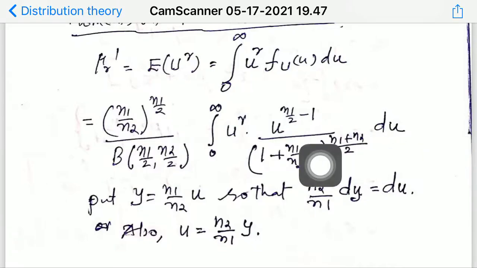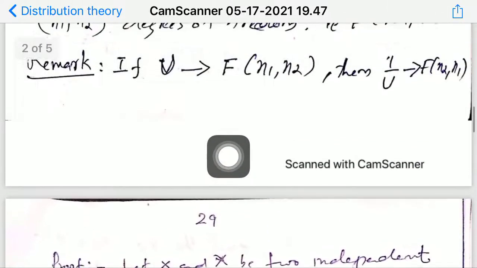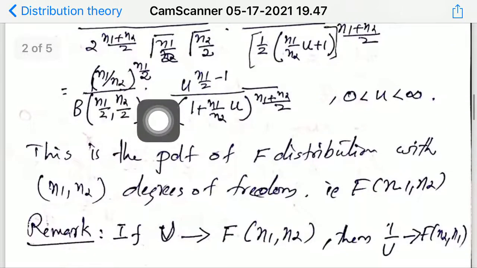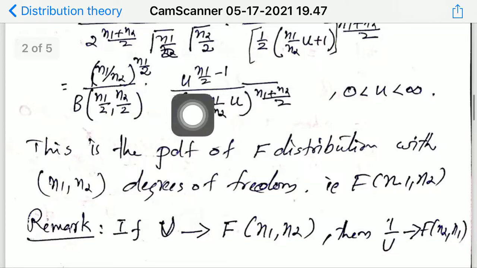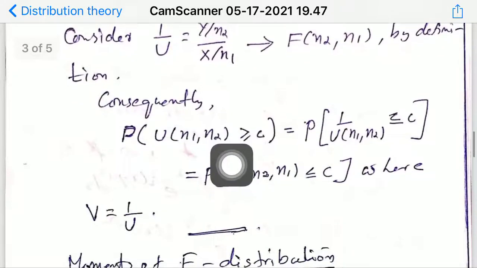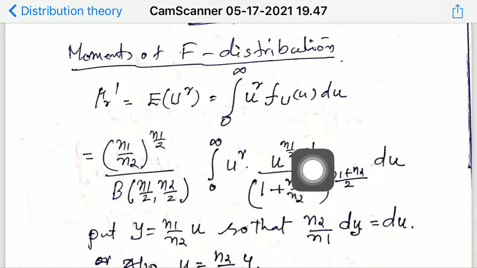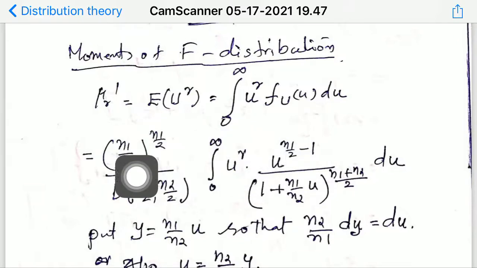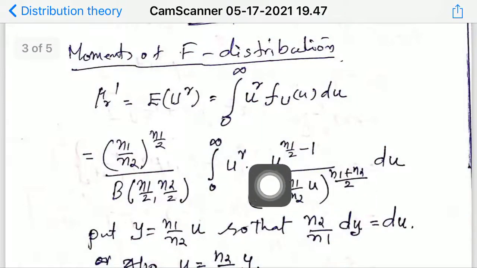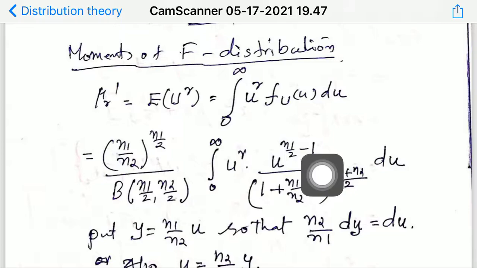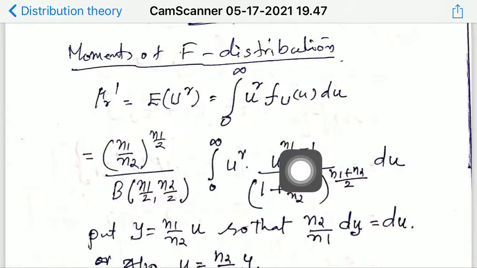And you know what the PDF is. So this constant you can take outside, and you keep only this thing as the integrand. So you can take the integral from 0 to infinity of u to the power of r into the PDF without the constant, which I have taken outside. And you can combine this u to the power of r and u to the power of n1 by 2 minus 1 together, so that the numerator becomes u to the power of r plus n1 by 2 minus 1.